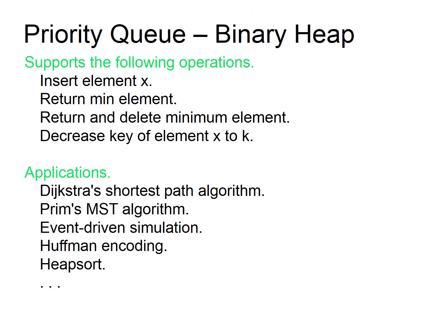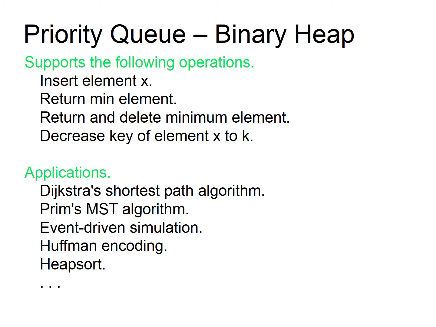So binary heap supports the following operations. It can insert an element and it will return the minimum element. Sometimes the minimum element will be removed from the binary heap, and you can decrease the key value of an element to some k. You will see this operation with an example in the next slide.